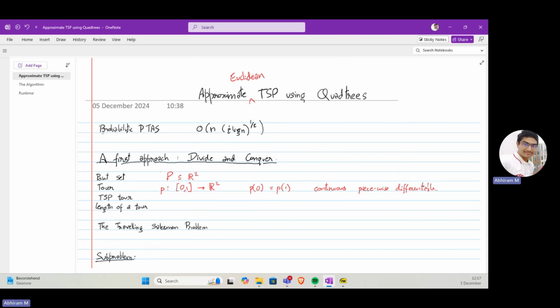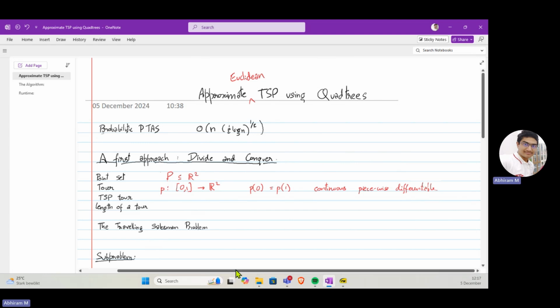The continuity is basically telling us that there's not going to be any teleporting. The path has to be connected. And piecewise differentiable means that we can't go too wild. We can't just change direction every second. It is mainly useful for integrability. It will help us define the length of the tour.